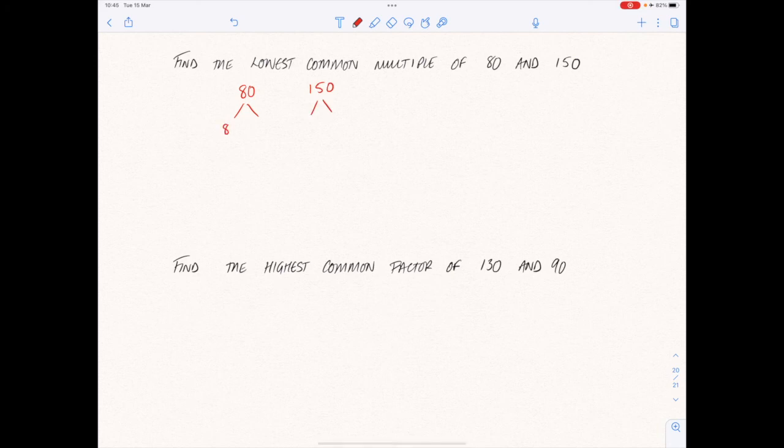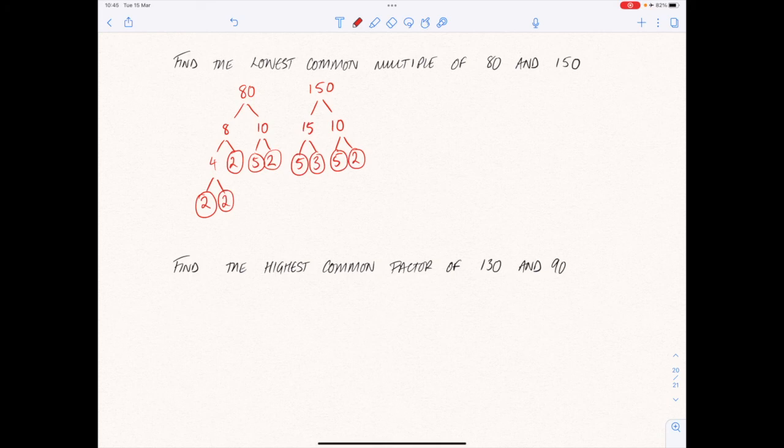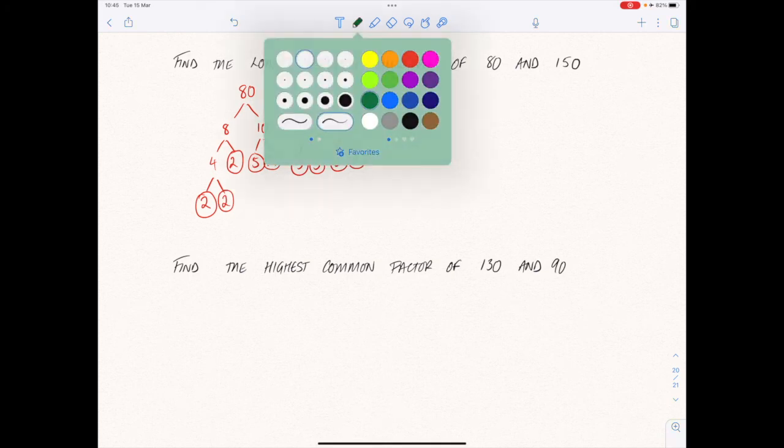So 8 times 10, 5 times 2, and they're both primes, and then 4 times 2 for 8, and 4 is 2 times 2. And then you do the same thing for 150, so 15 and 10, 5 and 2, they're both primes, and 15 is 5 and 3. So that's your step 1, which is the same as what we've just done in the previous example.